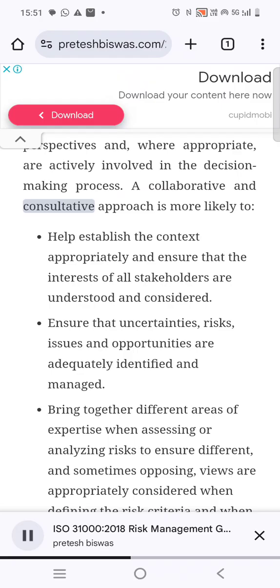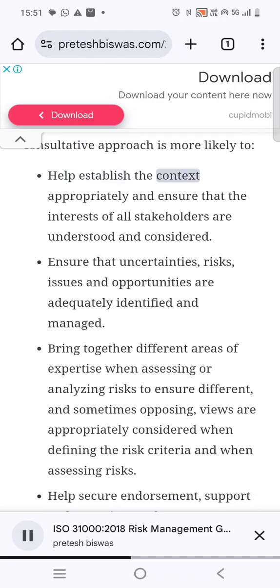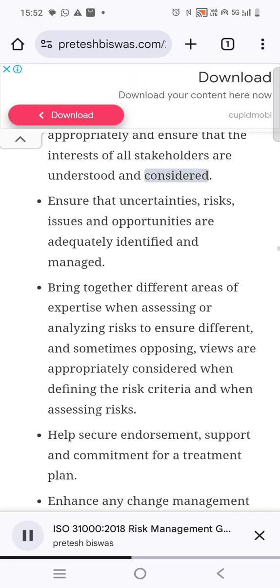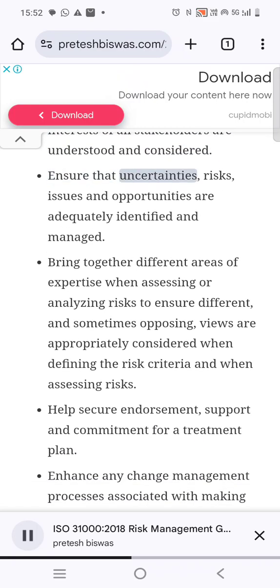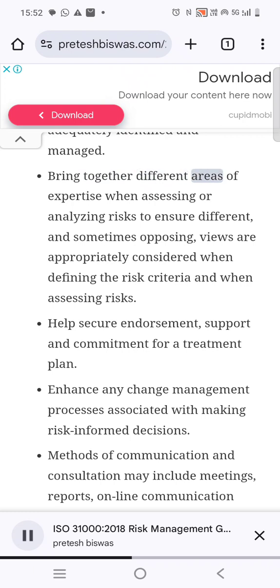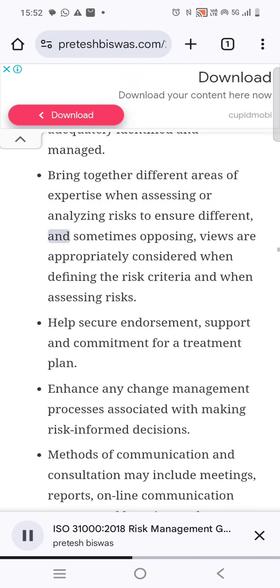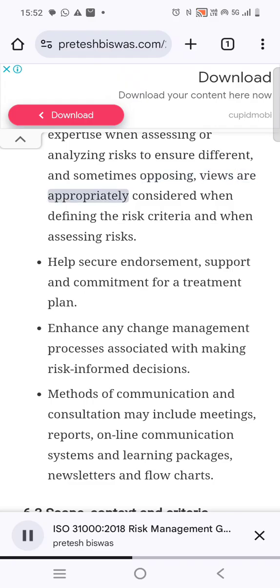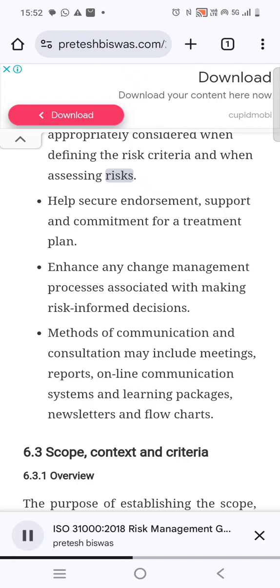A collaborative and consultative approach is more likely to help establish the context appropriately and ensure that the interests of all stakeholders are understood and considered. Ensure that uncertainties, risks, issues, and opportunities are adequately identified and managed. Bring together different areas of expertise when assessing or analyzing risks to ensure different, and sometimes opposing, views are appropriately considered when defining the risk criteria and when assessing risks.